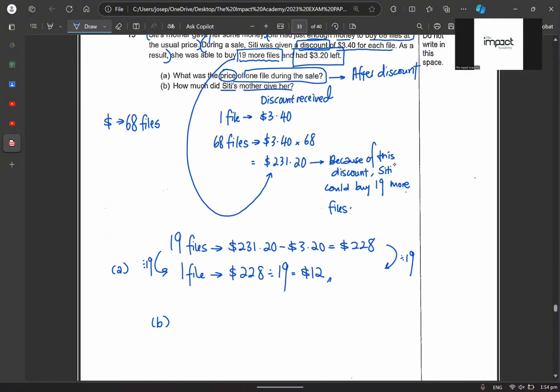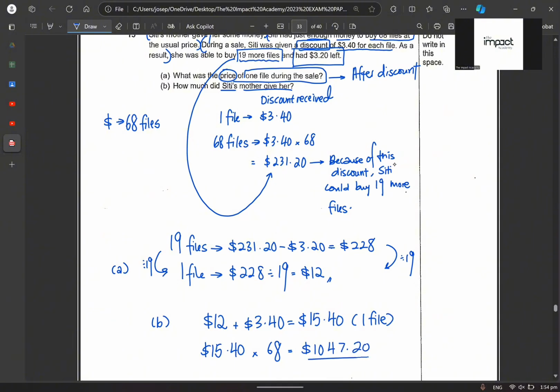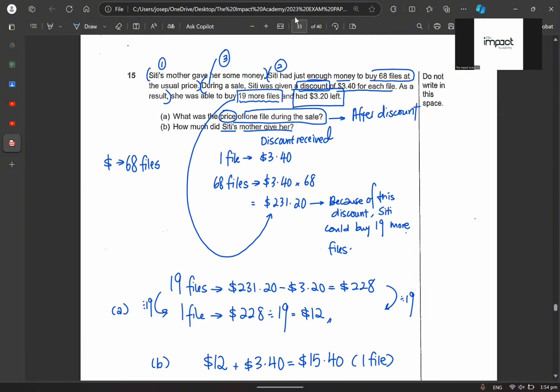So in part B, what we want to do right now is to find how much Citi's mother gave her. And we know that $12 is the discounted price of the file, right? So we want to add in the discount received, which is $3.40. We get to $15.40. This is the price of one file. How many files did Citi buy? Citi bought 68 files. So we just simply have to do 15.40 times 68 files. When we do that, we get an answer of $1047.20, and this was the amount that Citi's mother gave to Citi.